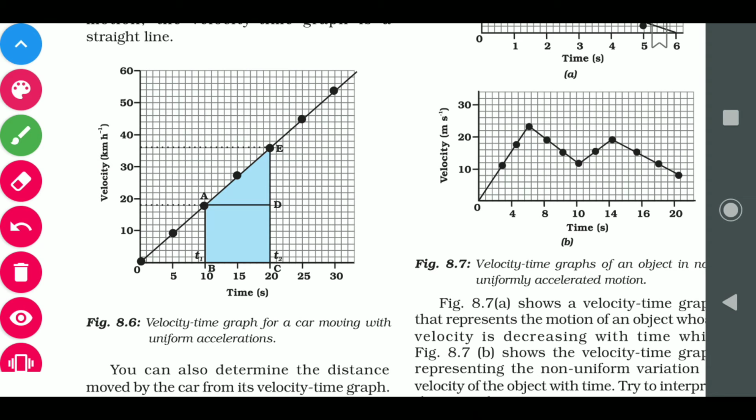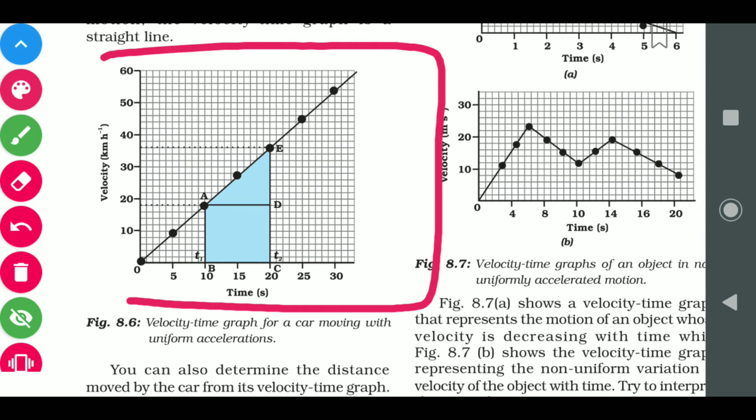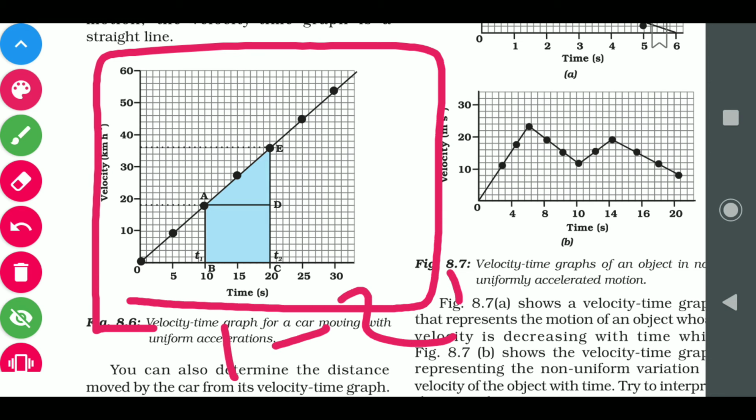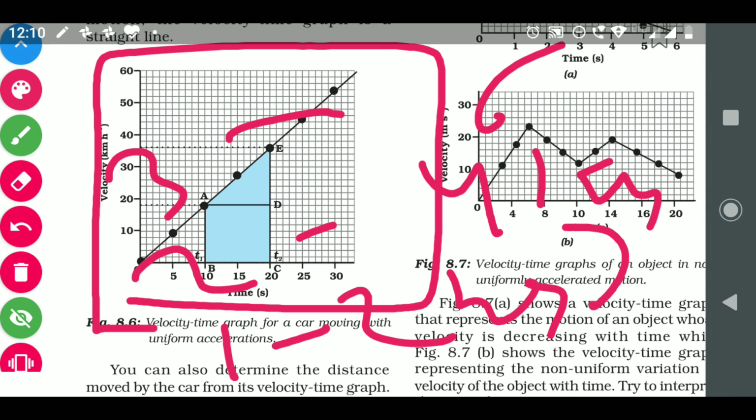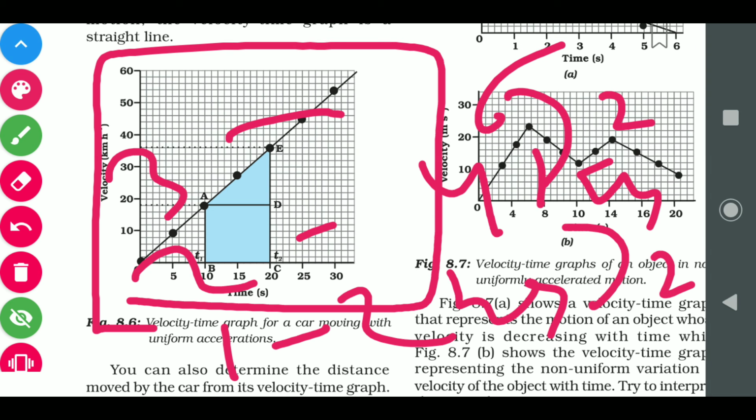When velocity is changing at a uniform rate, or a body is under uniform acceleration, this is the graph. What is uniform acceleration? If a body changes its velocity equally in equal intervals of time, for example in the first hour it is running at 2 km per hour, in the second hour at 4 km per hour, in the third hour at 6 km per hour. The change is constant, 2 km per hour. This type of motion is called uniformly accelerated motion.